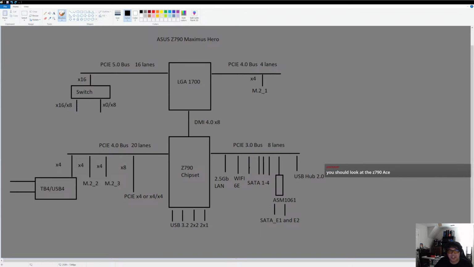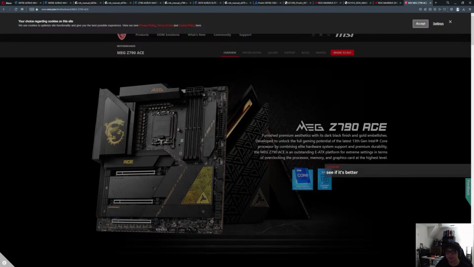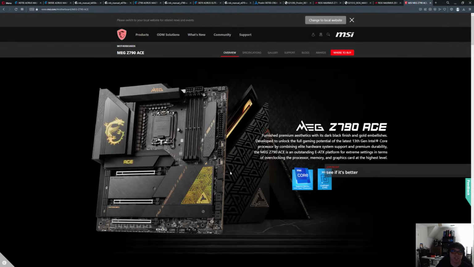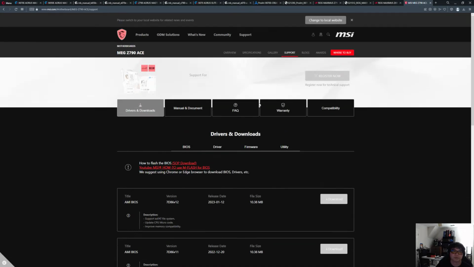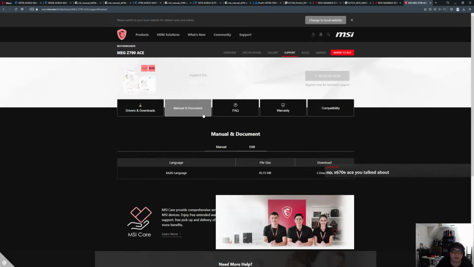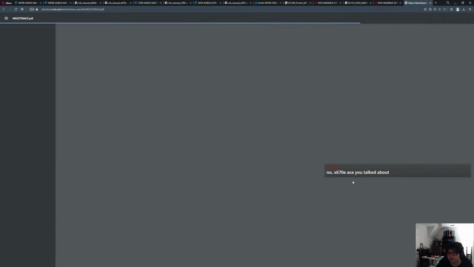The Z790 Ace. I think I talked about that one in a previous video. I think the only difference between that one and the... Because this one will have the block diagram, won't it? See if it's better. Well, it's not going to be better, because it can't do the Gen 5. So feature-wise, it's not going to be able to match on that alone.